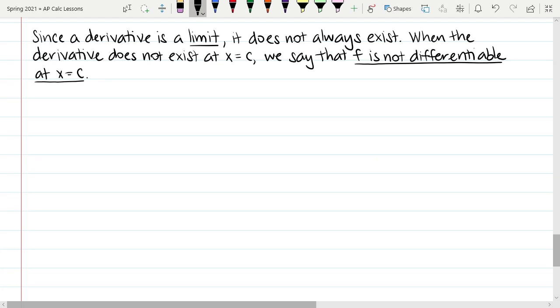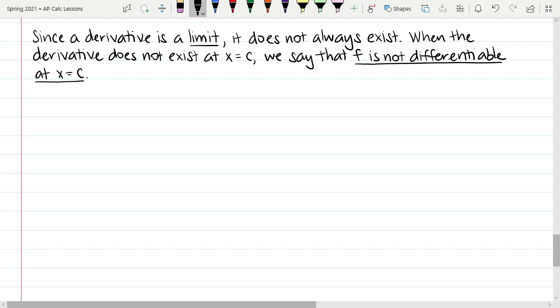Okay, and we're going to wrap up this lesson by just talking about this idea of a derivative existing or not existing. Since a derivative is a limit, and as you saw in the previous unit, not all limits exist, it must follow that since a derivative is a limit, it does not always exist. The derivative doesn't necessarily have to exist. So when the derivative does not exist at x equals c, we say that f is not differentiable at x equals c. The word differentiable means that the derivative exists. So if the derivative does not exist, we say that f is not differentiable at x equals c.